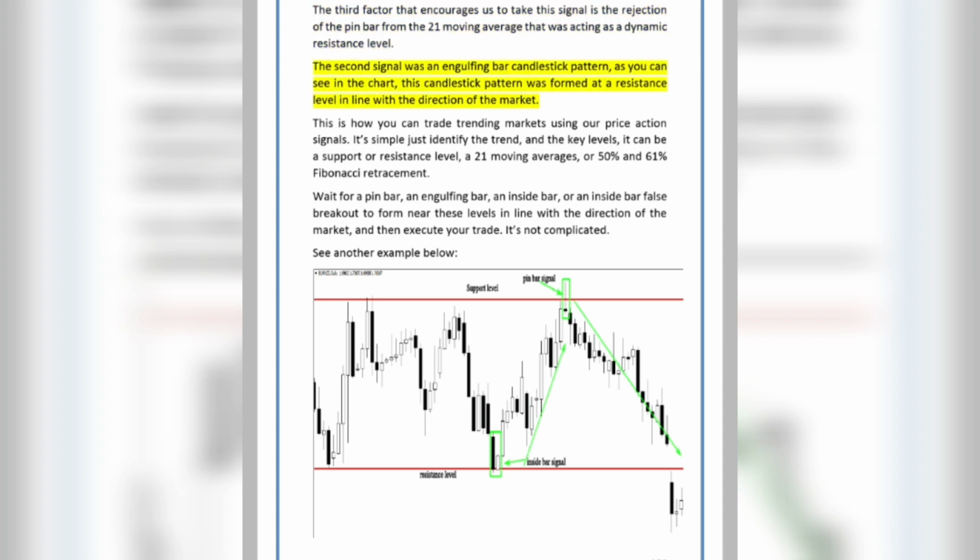The second signal was an engulfing bar candlestick pattern. As you can see in the chart, this candlestick pattern was formed at a resistance level in line with the direction of the market.